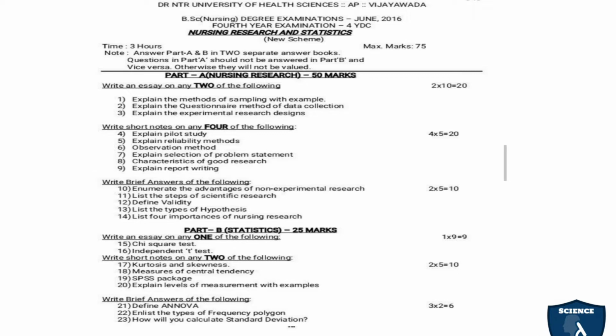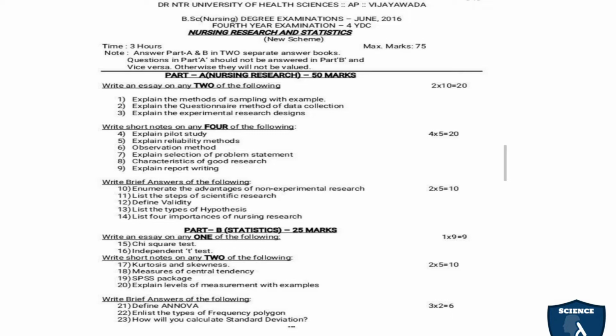There will be part A, which is Nursing Research, and part B, which is Statistics. Part A Nursing Research is for 50 marks and part B Statistics is for 25 marks. You should write part A in a separate answer booklet and part B in a separate answer booklet. You should not mix and write. If you mix part A in part B and part B in part A, your answers will not be evaluated.